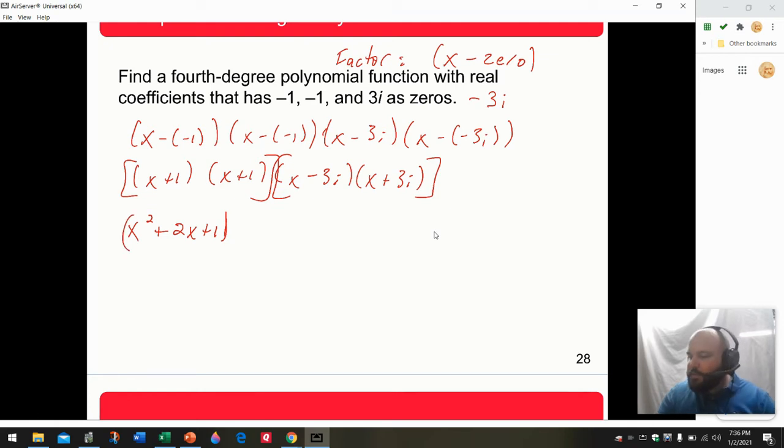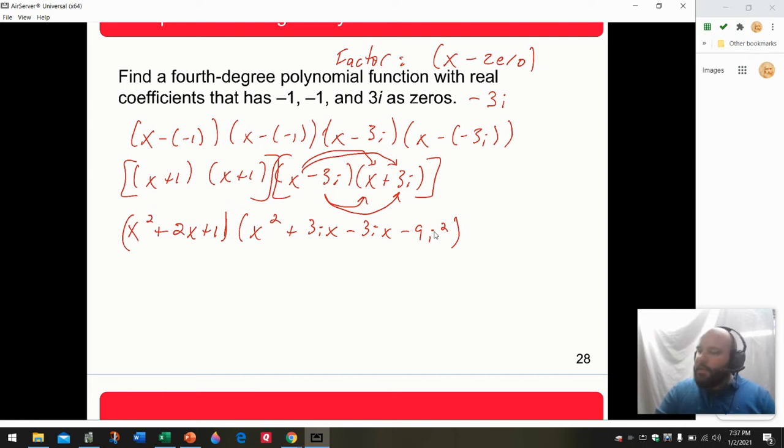I'm going to put a set of parentheses around that. Remember, first, outer, inner, last. I'm going over that a little quicker than I normally would because at this point you guys should be good at FOILing. The next one, though, I am going to write out. We do x times x, which gives me x squared. Then x times 3i, which gives me 3ix. Then negative 3i times x, which is negative 3ix. Then negative 3i times positive 3i. Negative 3 times positive 3 is negative 9, and then i times i becomes i squared.